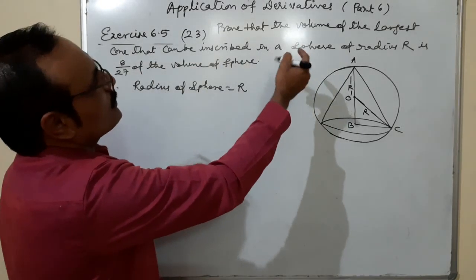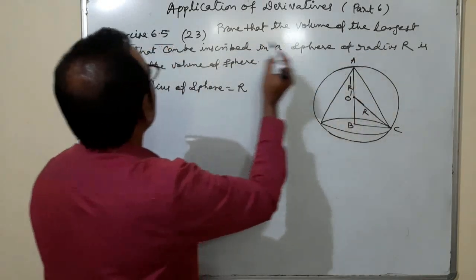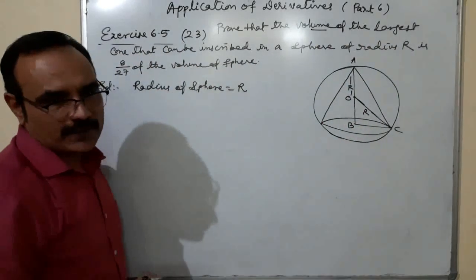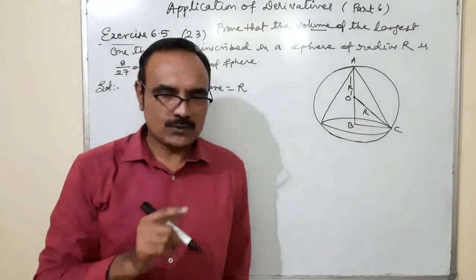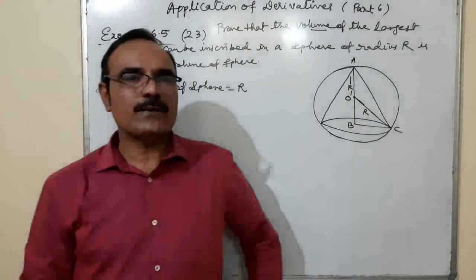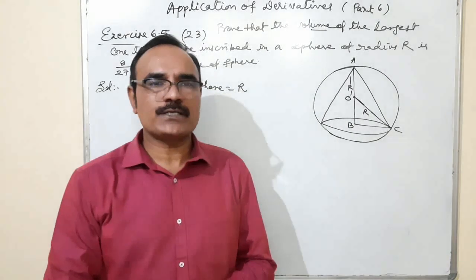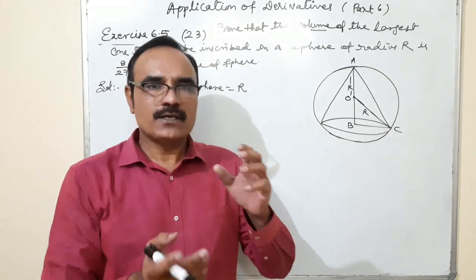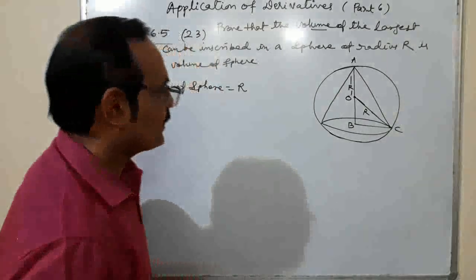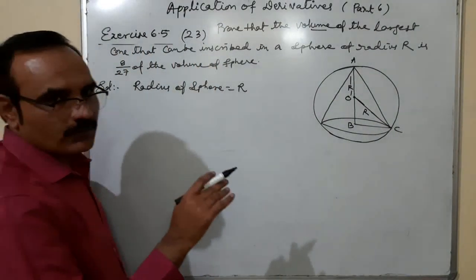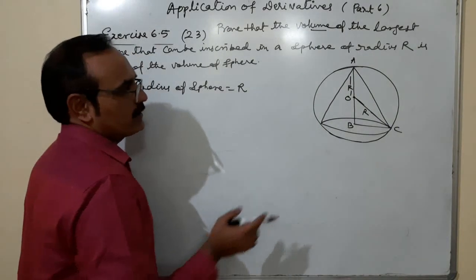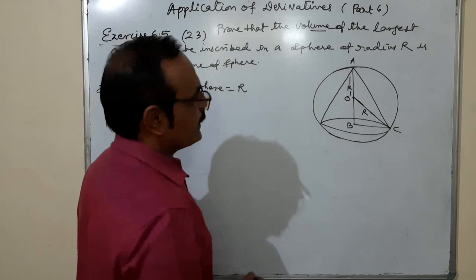Inscribed in a sphere, prove that the volume of the largest cone... That means we'll have to differentiate the volume of the cone. In a cone, 1 upon 3 pi r square h, there are two variables, radius and height. So better to convert to one variable and start differentiation. Otherwise we can use two variables also for differentiation, but here it is better to convert to a single variable.